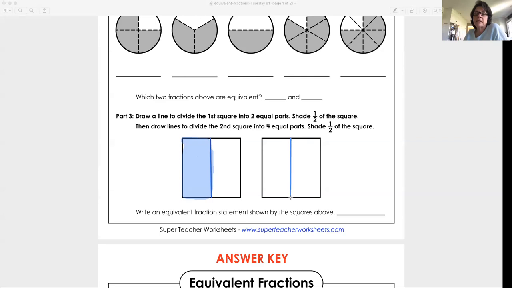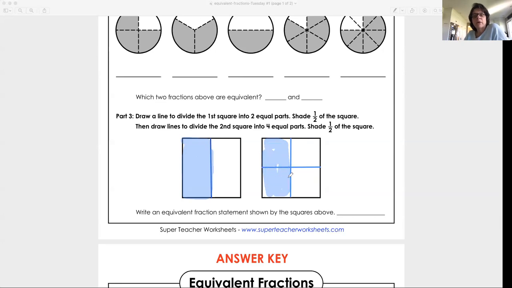So the first thing I'm going to do, just like I did before, is divide it in half. And then remember what I said, if you're looking for an equivalent fraction, you can just divide your parts in half again to double them. So a couple ways you can do it. I'm going to choose to do mine like this. Okay, and then I have to shade half of that square. I'm going to get my shading tool here. And I will shade this part and this part. Now I've shaded half.